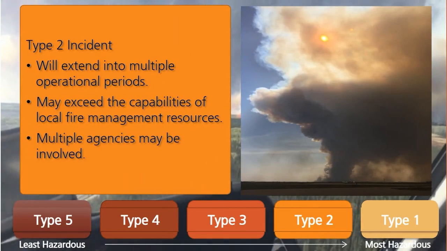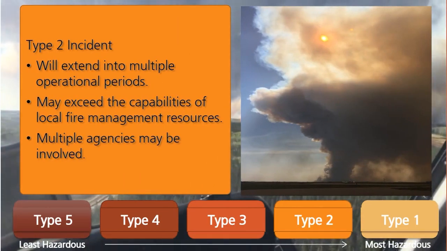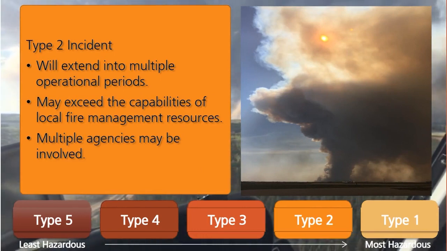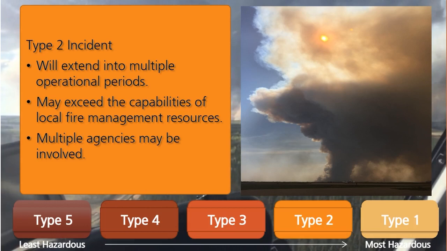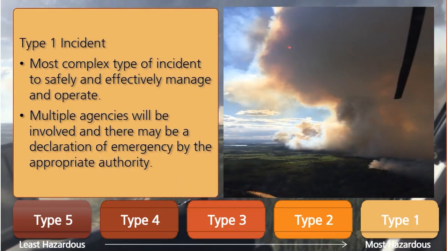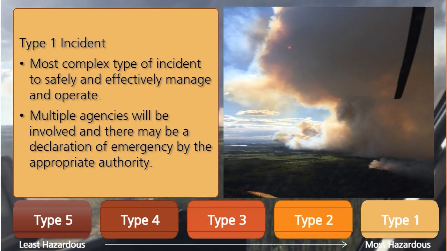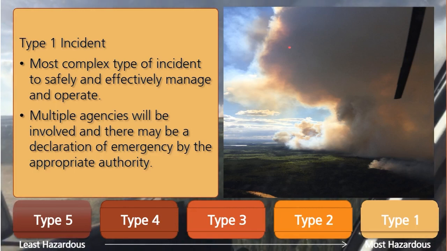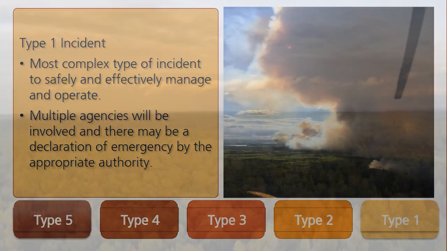Type 2 incident. Will extend into multiple operational periods. May exceed the capability of local fire management resources. Multiple agencies may be involved. Type 1 incident. Most complex type of incident to safely and effectively manage and operate. Multiple agencies will be involved and there may be a declaration of emergency by the appropriate authority.